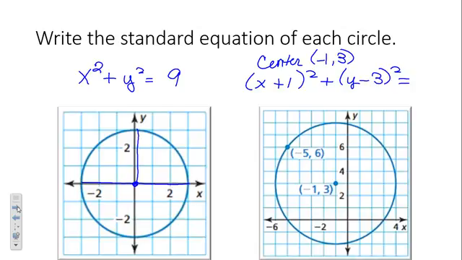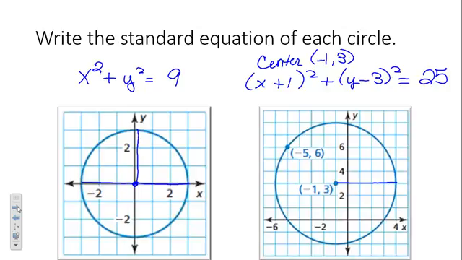Very good. That's the left side of the equation. Braxton, how long is the radius on this circle? Start at the center and count your way over to the circle itself. 5. So what's going to go on this side of the equation? 5 squared, which is, yep.